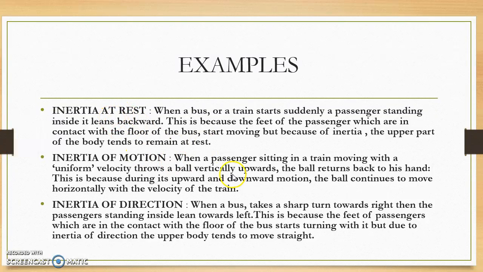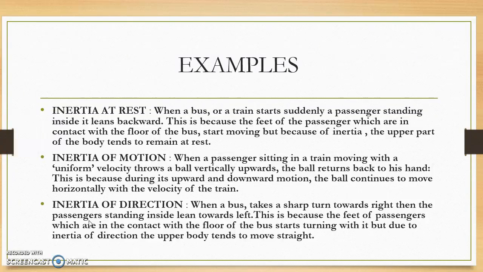Inertia of motion. When a passenger sitting in a train moving with a uniform velocity throws a ball vertically upwards, the ball returns back to his hand. This is because during its upward and downward motion, the ball continues to move horizontally with the velocity of the train.